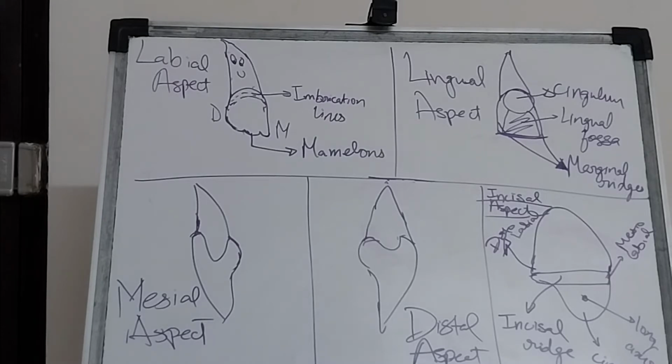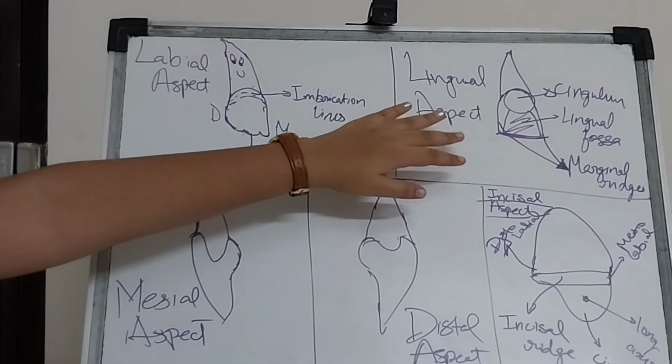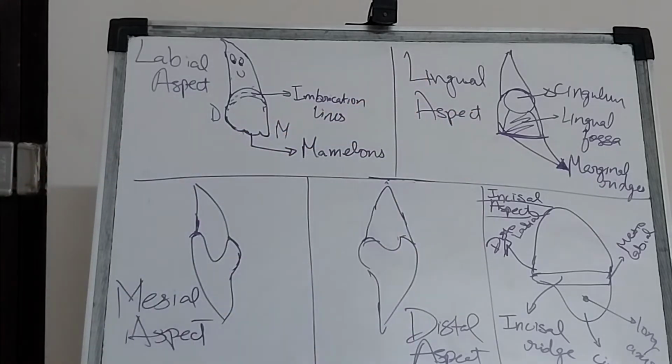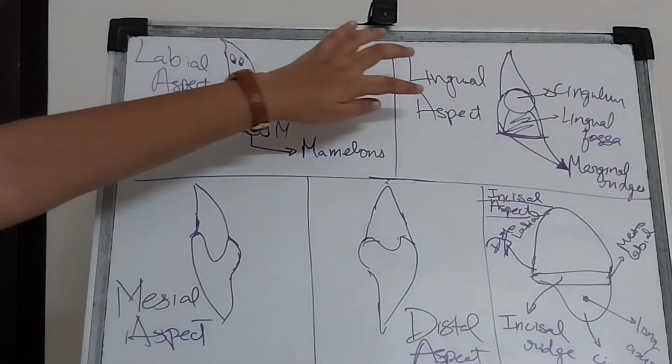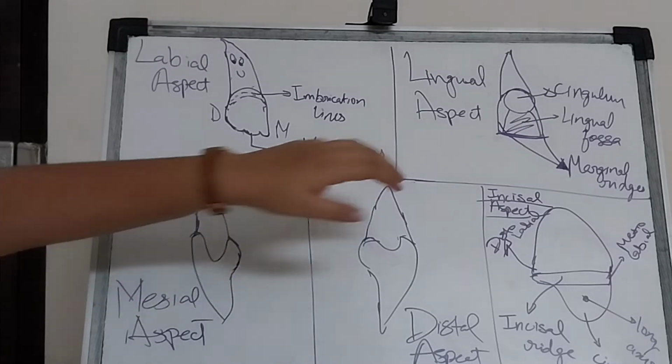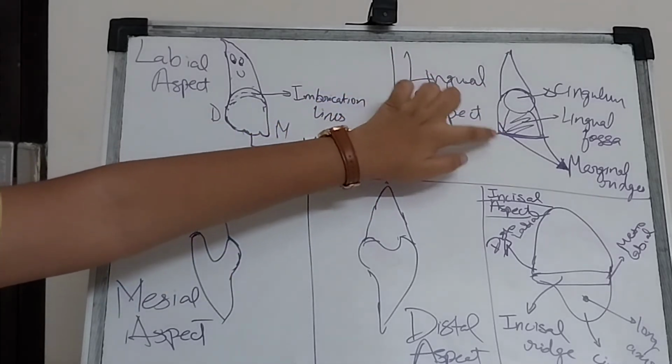In this lingual aspect there are convexities and concavities, so it's kind of irregular over here. There's a convexity, that is the cingulum, and a concavity, that is the lingual fossa. As I have already told you what the cingulum is, I think we're clear now. The cingulum is in the cervical third, and there are mesial and distal marginal ridges running along the margins. These marginal ridges and the cingulum form the boundaries of the lingual fossa.